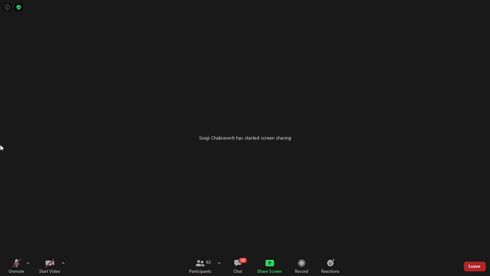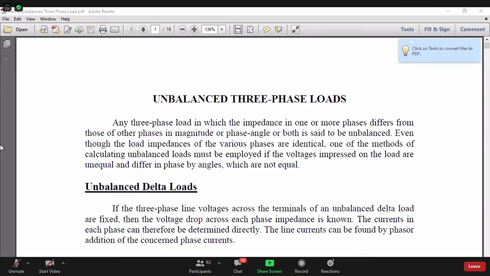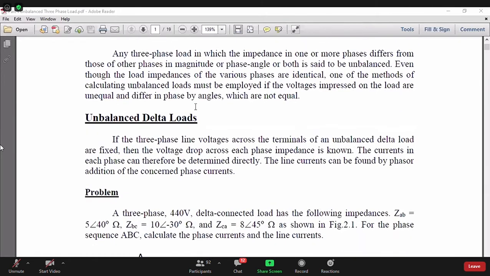Okay, so now I have opened this file that is unbalanced three-phase load with the implicit understanding that the source is balanced. So first I am taking unbalanced delta load. Why am I saying that? Because it is easiest to solve. So I am starting with unbalanced delta load.